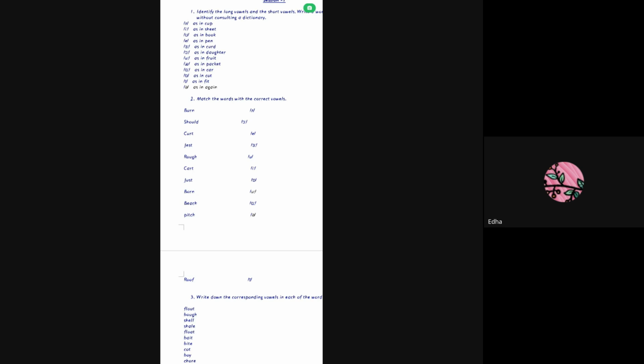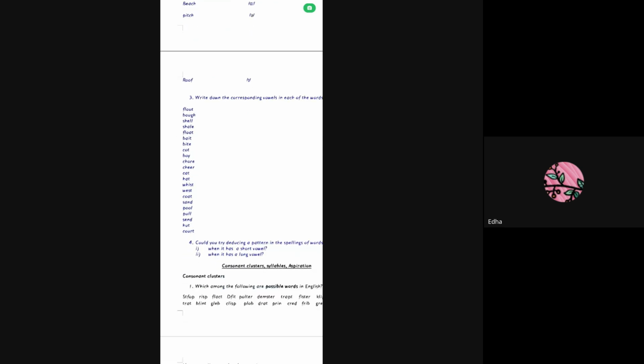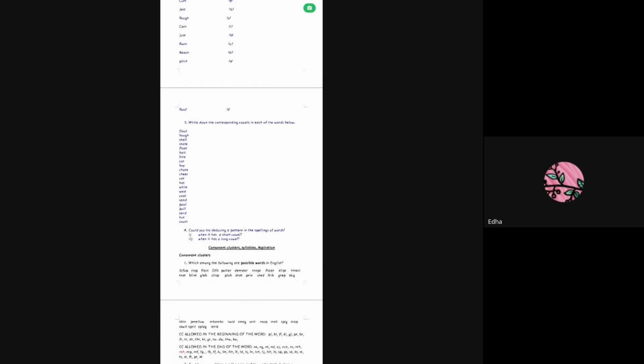Okay, now we move on to the last exercise for this one. Write down the corresponding vowels in each of the words below. Now, this is for you to work on, right? So I'll just say the word. You need to tell me what is the vowel that you hear there. You should also tell me whether the vowel sound that you give me is long, short, or, if not long and short, if it's a diphthong, right?